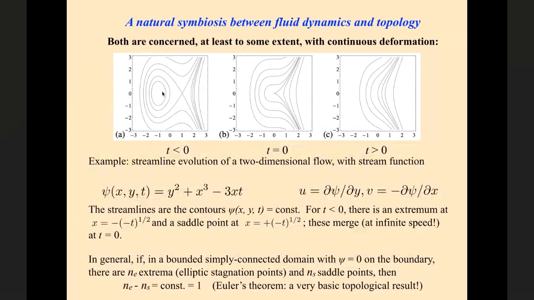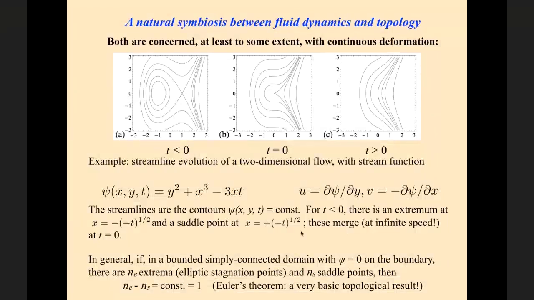As t increases towards 0, these two points approach each other, and they merge at t equals 0 in what is actually a degenerate stagnation point, where the streamlines are cusped at this point instantaneously. But for t greater than 0, it smooths itself out again.